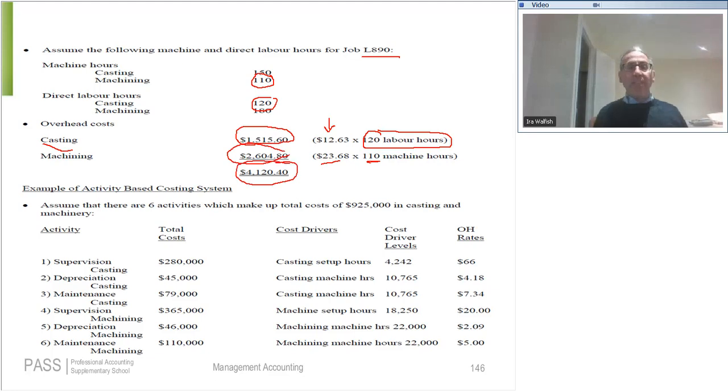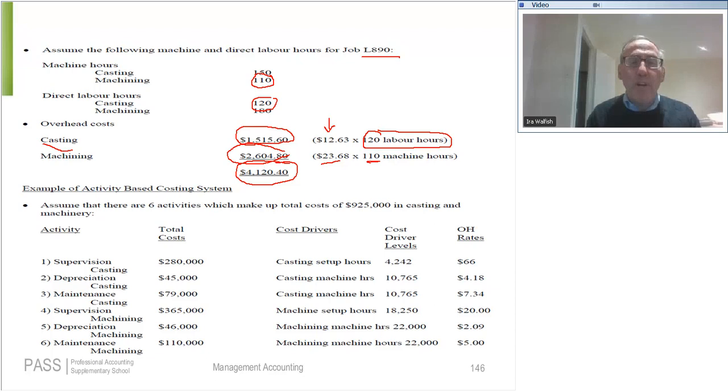So all I've done is I've allocated all of the overhead costs for the casting department based on labor hours, all of the overhead costs for the machining department based on machine hours. Very, very simple, but not terribly scientific. The activity-based costing system is far more logical and scientific.